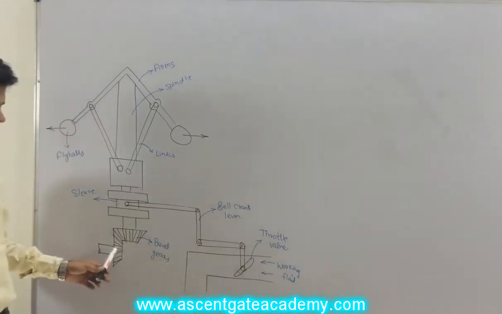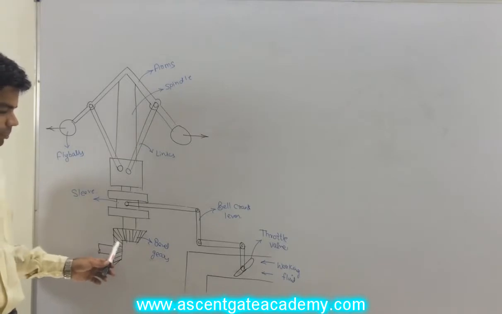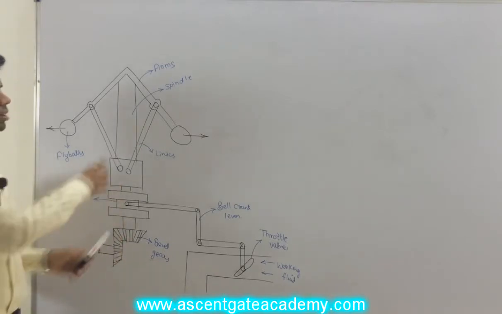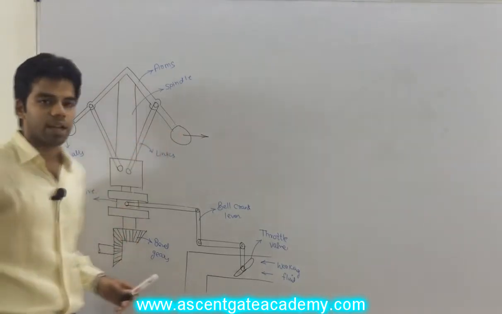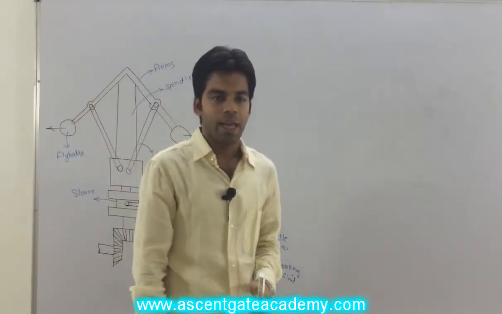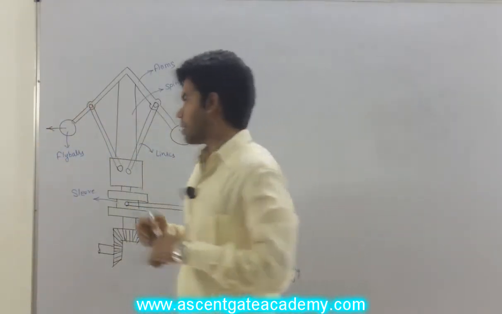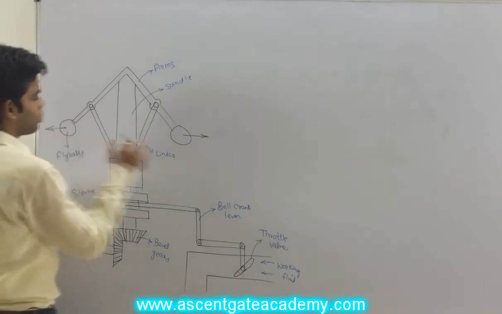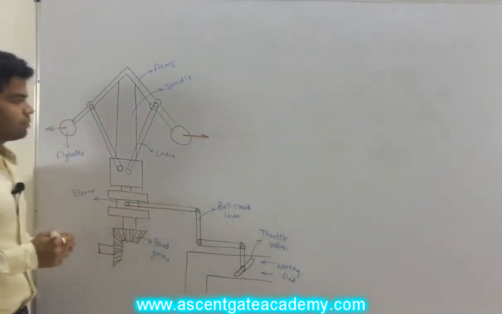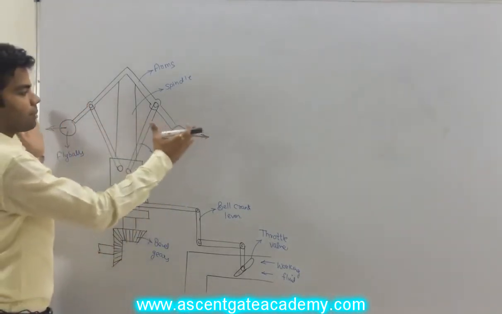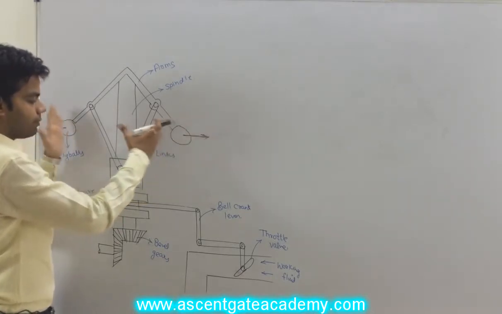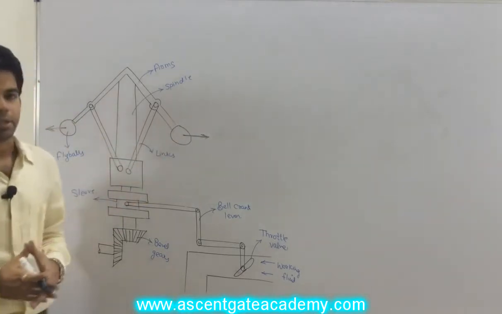These bevel gears are connected with the engine, and because of these bevel gears, this spindle will rotate, which will further rotate these fly balls. And as the fly balls are rotating, an outward centrifugal force is acting on them, which will try to move the fly balls in an outward direction, and which will further raise this spindle.